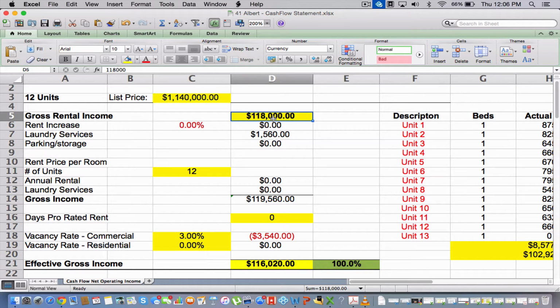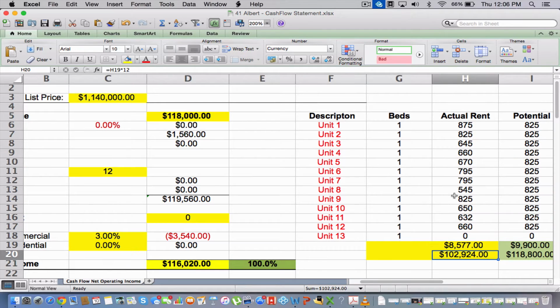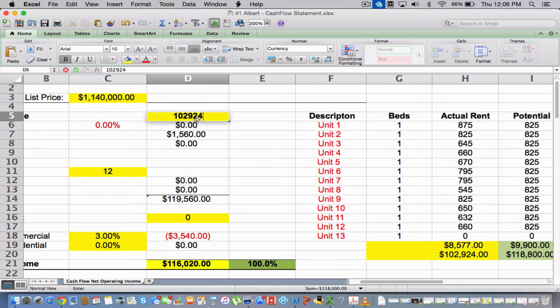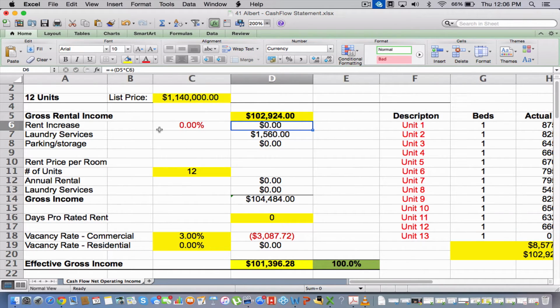So you have to assume that these numbers were provided by the seller. So we put the gross rental income here, and from the seller's number, we have 102,924. This building consists of 12 one-bedroom units, very simple apartment building. This cash flow spreadsheet can be used on any type of building, 3 units, 6 units, 10 units, 12 units, 50 units, and anything in between.